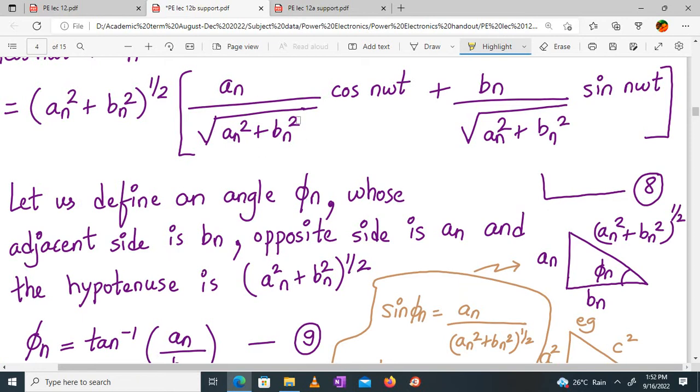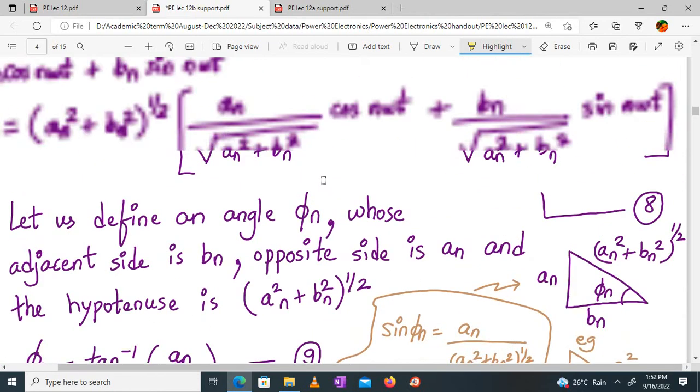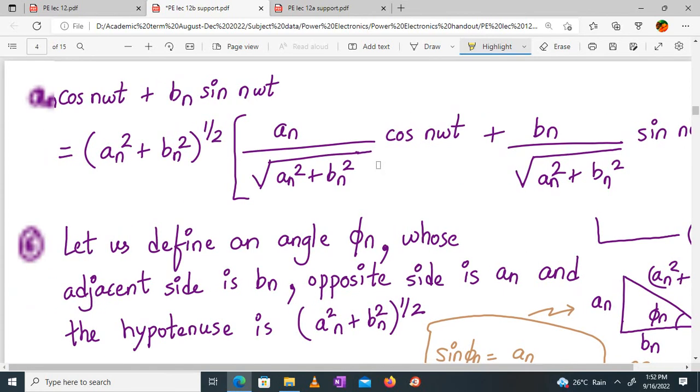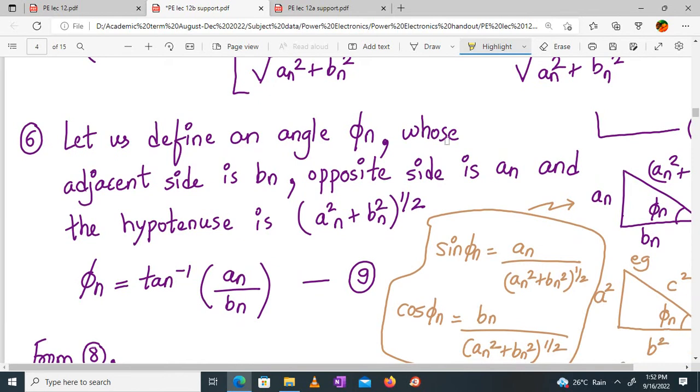This is an upon this, and this is bn upon this. So this is cos n omega t plus bn square root of an square plus bn square sin n omega t. We are just combining an and bn terms: an cos n omega t, bn sin n omega t. Now let us define an angle phi n whose adjacent is bn and opposite is an.